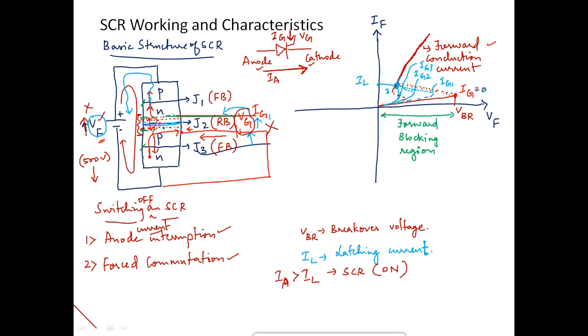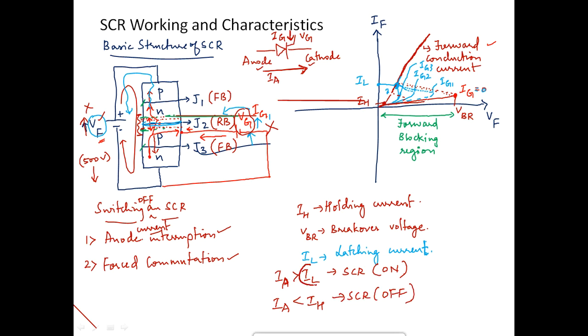However, there is one more point to be understood here. If I just extend the linear curve, then I'll get a point which is called IH. IH is called the holding current. So what is the significance of it? If the anode current is made lesser than the holding current, only then I can switch off the SCR.